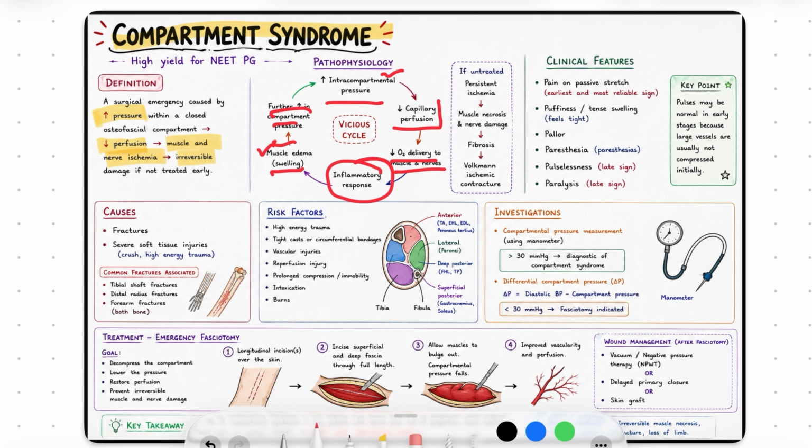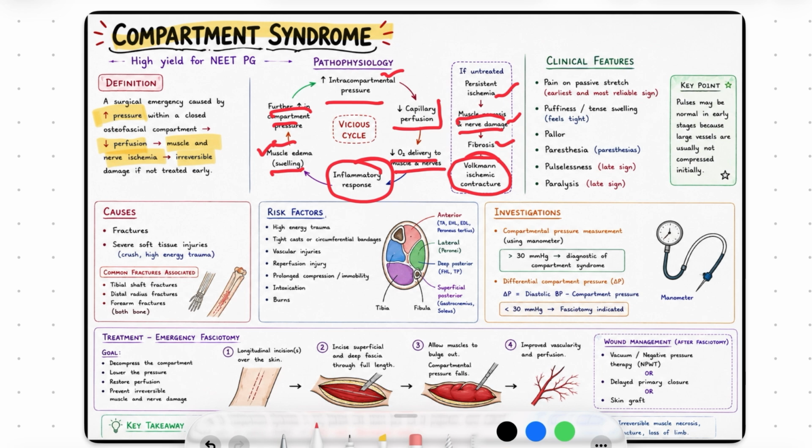If this compartment syndrome is untreated, it will cause persistent ischemia. The muscles don't get oxygen supply for most of the time, so that causes muscle necrosis and nerve damage. Once the blood supply is compromised, necrosis and damage happen, that causes fibrosis, and that causes Volkmann ischemic contracture. So this is the pathophysiology.